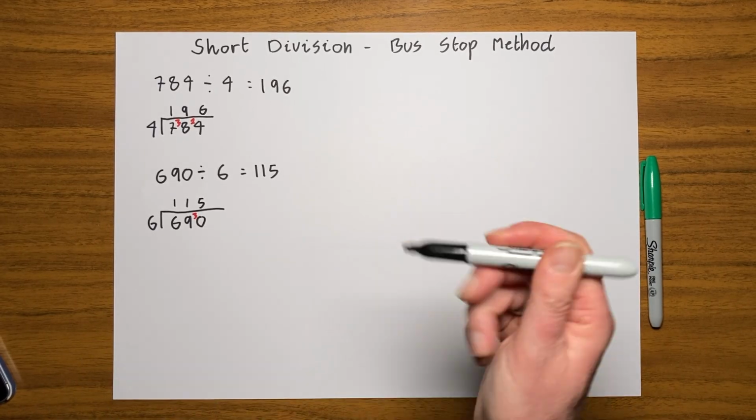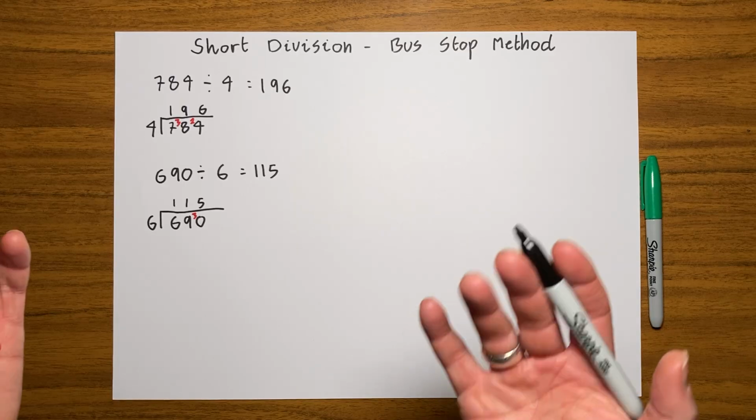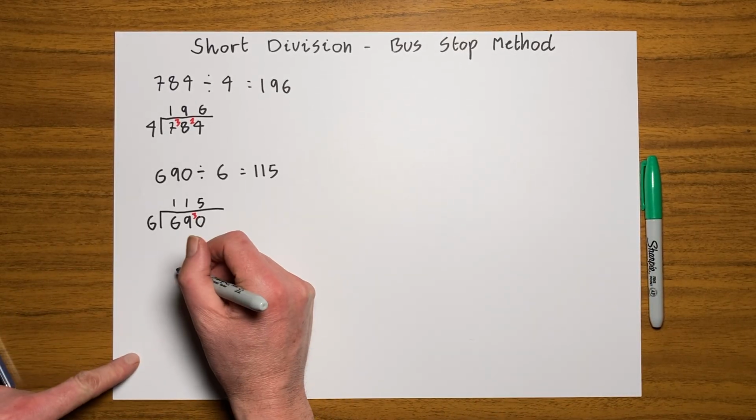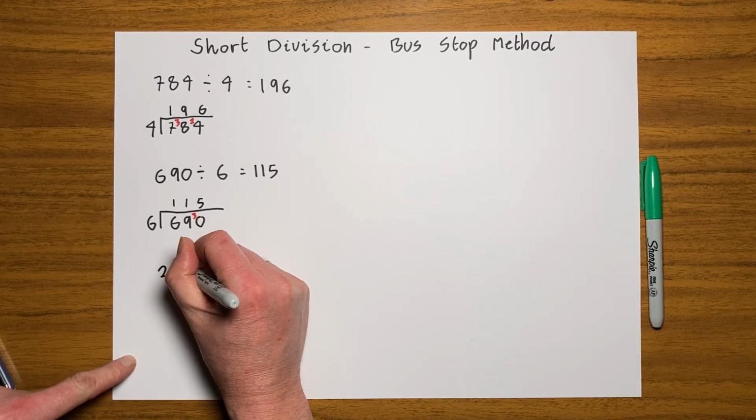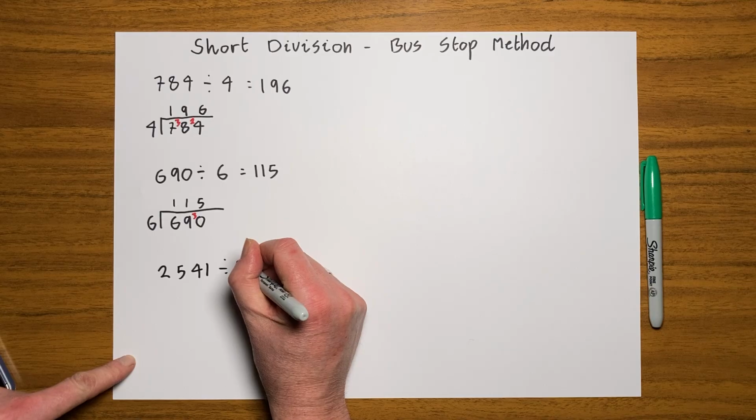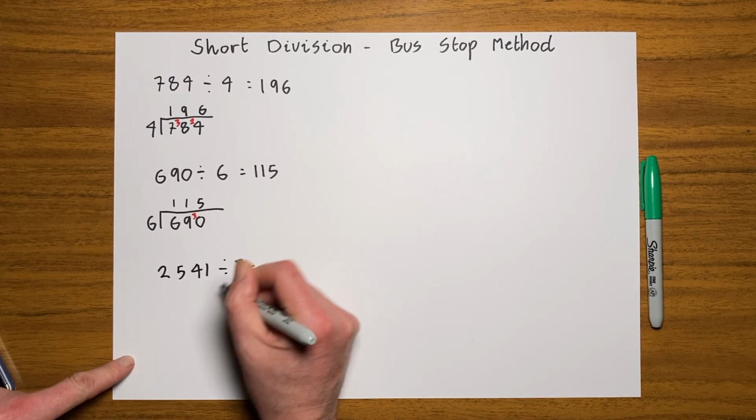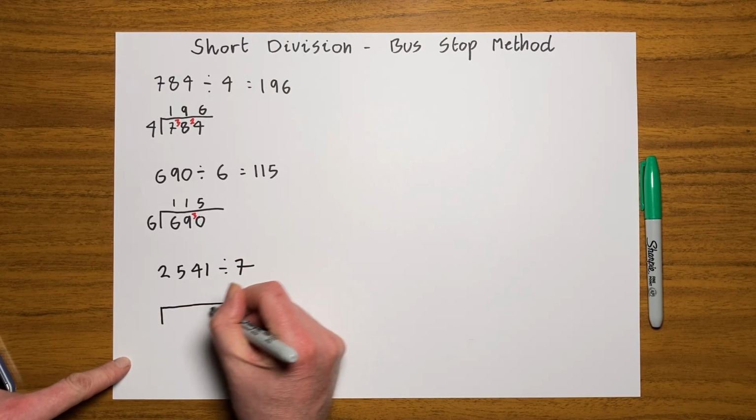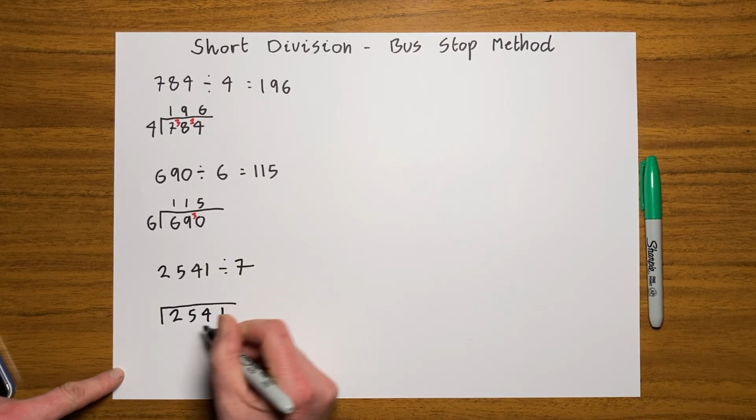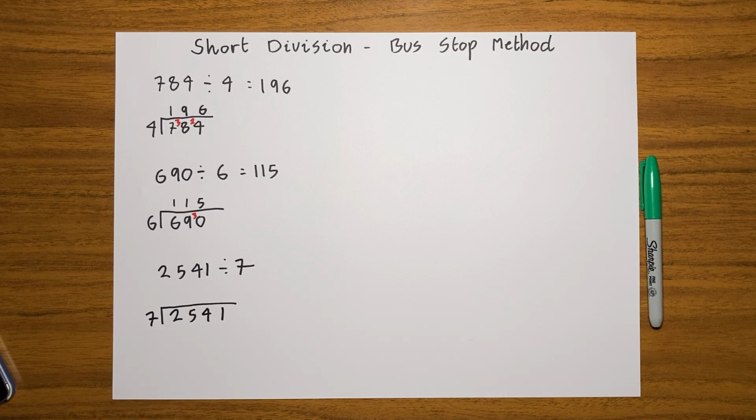So let's do a larger number. The beauty with this system is it really doesn't matter how big your number is. You just go down one column at a time. Let's do 2,541 divided by 7. There we go. So do my bus stop. Put my 2,541 in here and my 7 on this side, and let's go around.